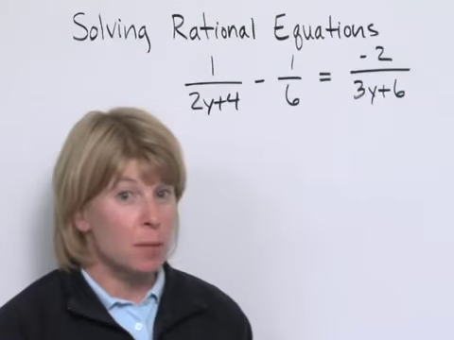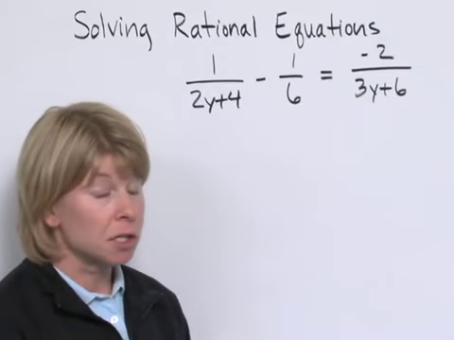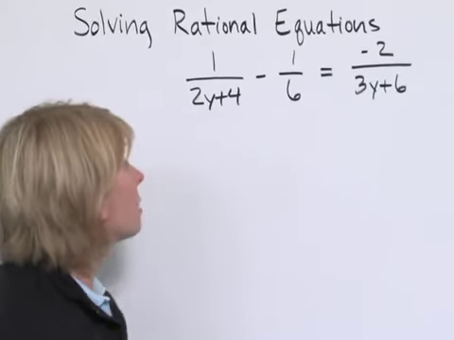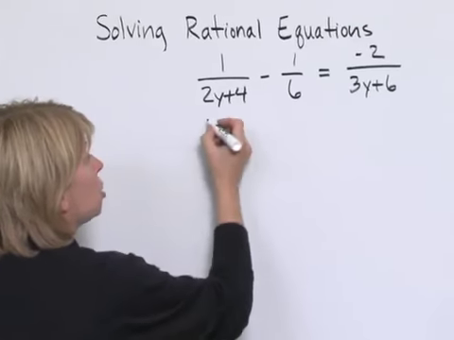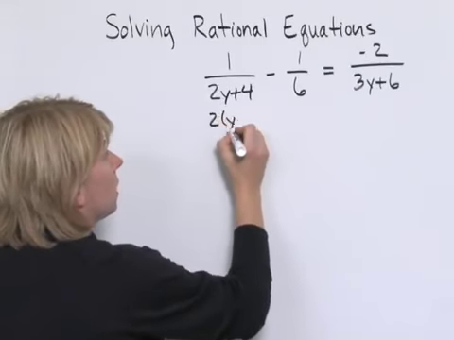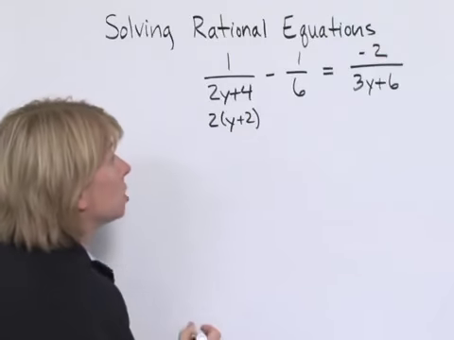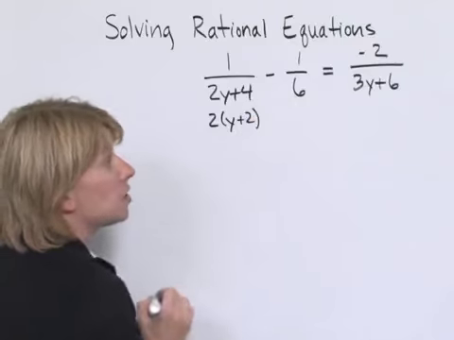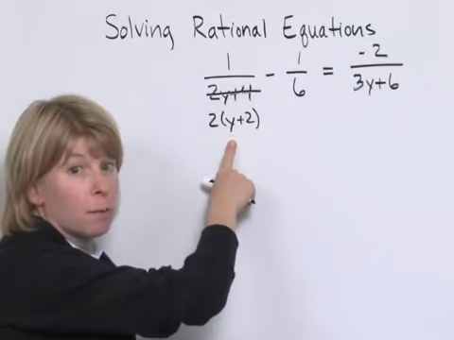Here's our rational equation that we want to solve. And the first thing we need to do is find our LCD. So I'm going to do that by factoring each denominator. The first denominator, 2y plus 4, I can take a 2 out and write that denominator as 2 times y plus 2. And as I factor the denominators, I'm going to cross out the original. We'll be using the factored form as we proceed.